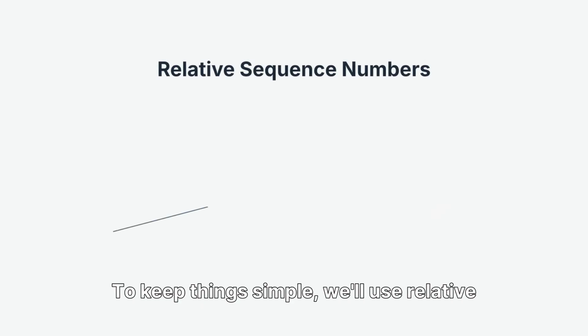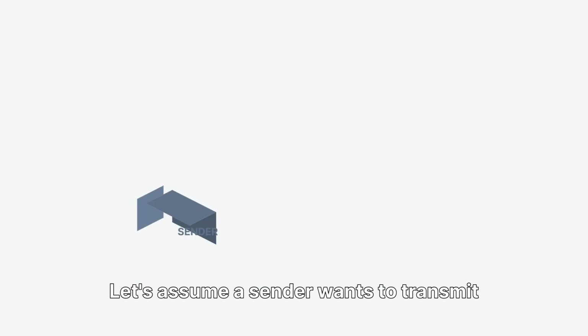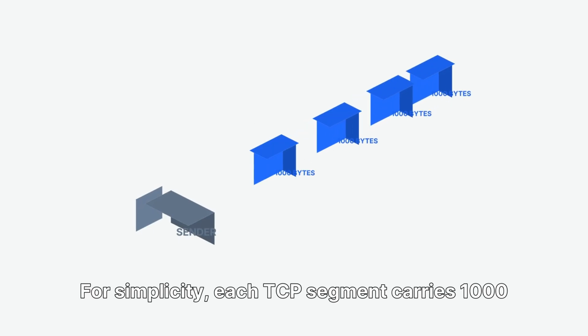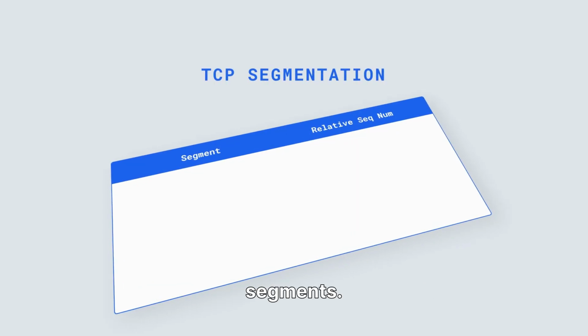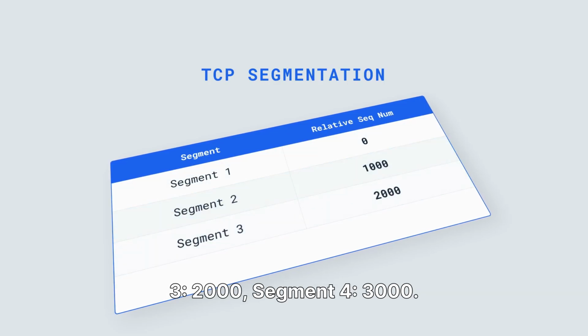To keep things simple, we'll use relative sequence numbers throughout the entire example. Let's assume a sender wants to transmit 4,000 bytes of data. For simplicity, each TCP segment carries 1,000 bytes. The sender breaks the data into 4 segments: segment 1, 0, segment 2, 1,000, segment 3, 2,000, segment 4, 3,000.